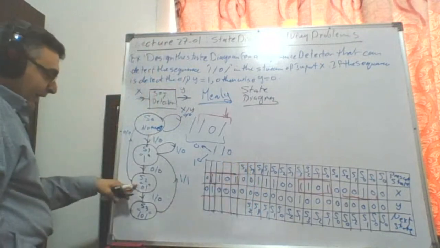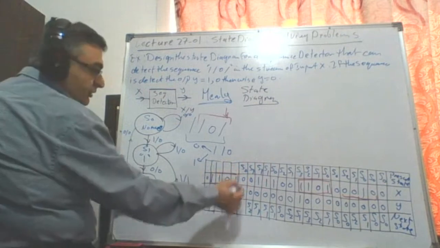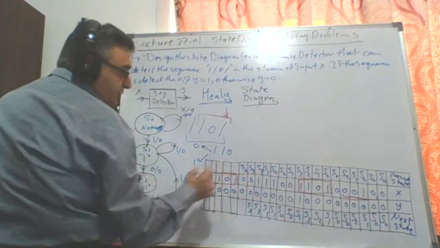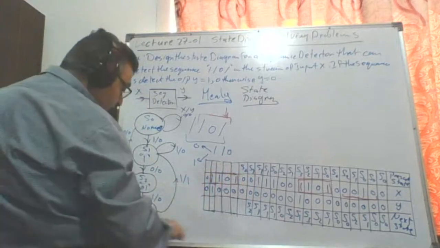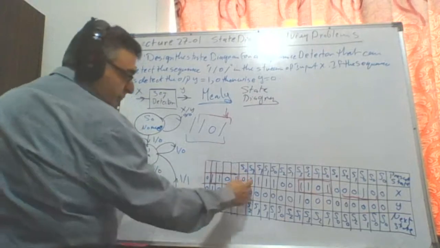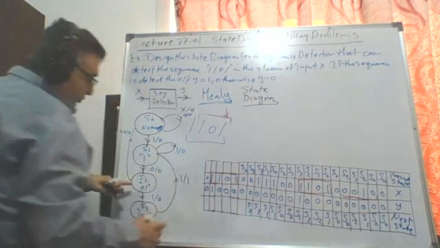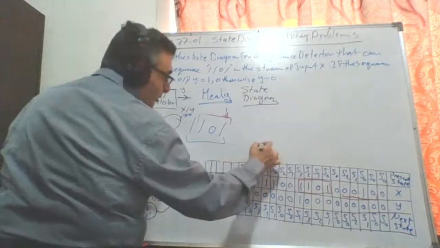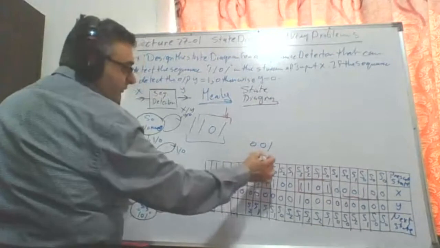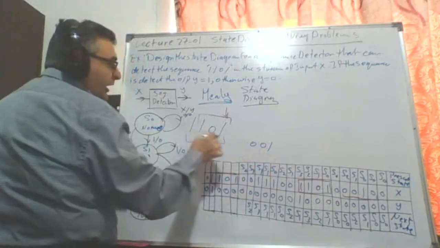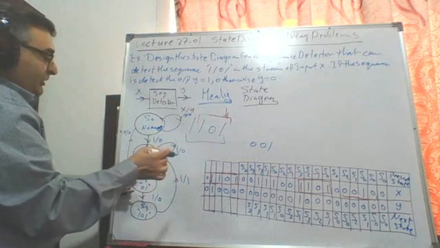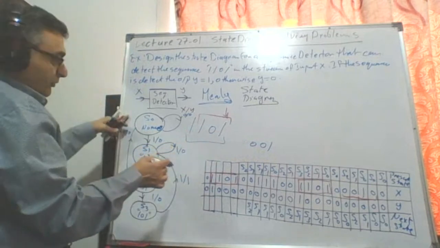S2 and 0. That means my history has 1, 0, 0. S2 means I remember 1, 0, and after 1, 0, I received a 0. That means right now the sequence is 1, 0, 0. Do you have the ability to match? No, this will never match. So that's why we will go here to 0.